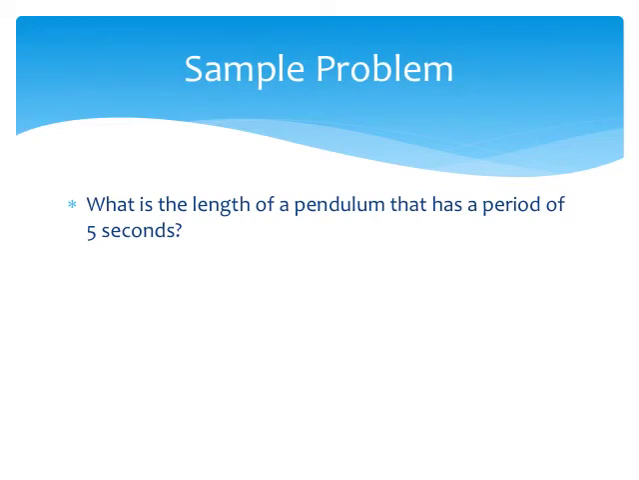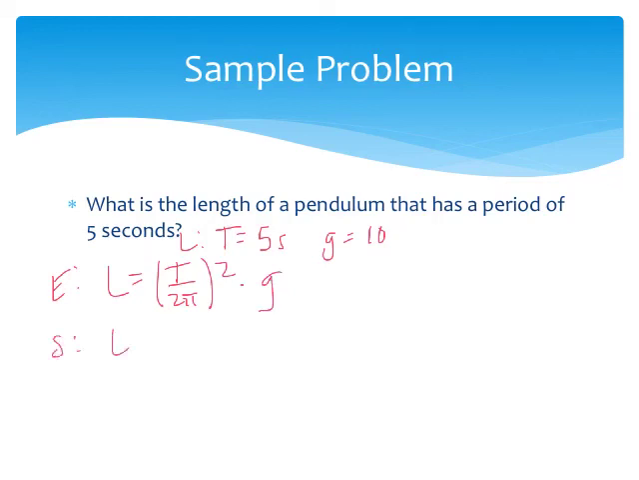So next one, something a little bit more complicated, is what is the length of a pendulum that has a period of 5 seconds. So we know that our period is 5 and G is 10. So that's our knowns. Our equation is going to be L is equal to T over 2 pi squared times gravity. So if we substitute in our knowns, we're going to have 5 over 2 pi squared times 10.